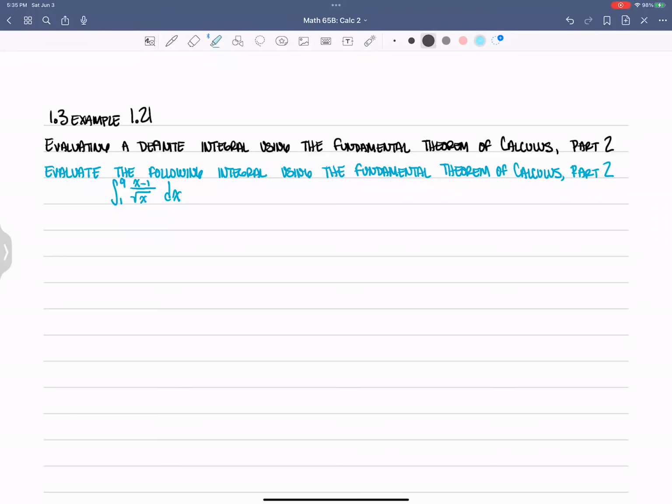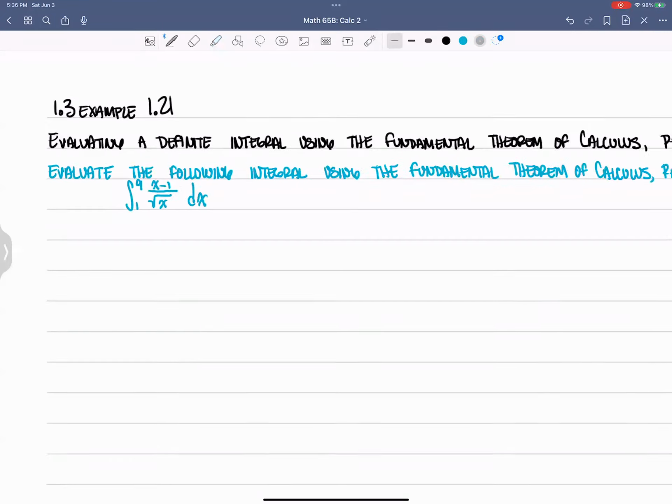Section 1.3, example 21, evaluating a definite integral using the fundamental theorem of calculus, part 2. Evaluate the following integral using the fundamental theorem of calculus, part 2. This looks scary, but I promise it really isn't that scary. Let's take a look at why.